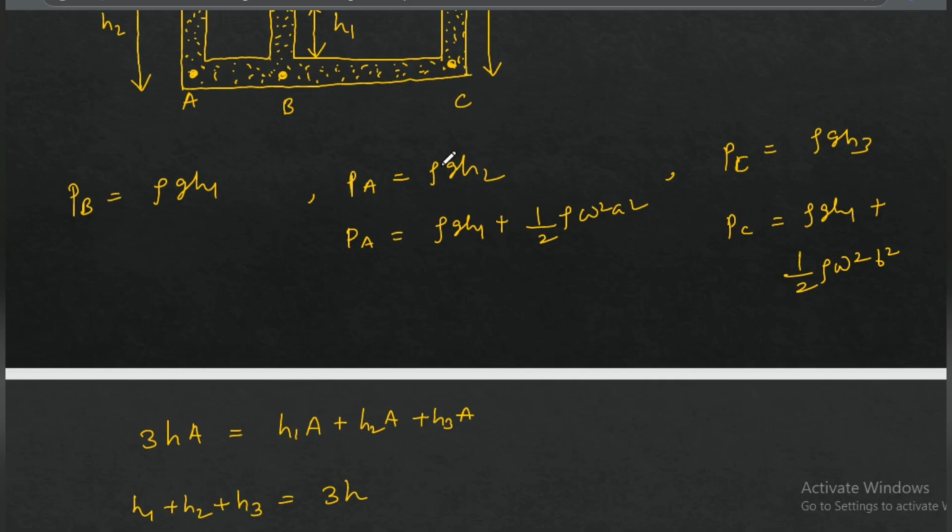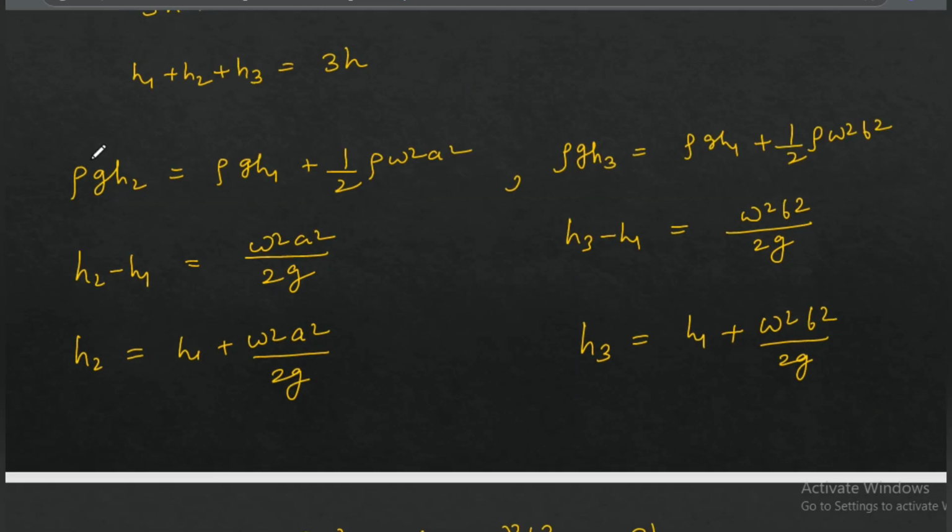Now from here we can equate this, because both of these are PA. So we get rho g H2 equal to rho g H1 plus half rho omega square A square. So H2 minus H1 is omega square A square by 2g. Just rearrange these terms, and we find H2 equals H1 plus omega square A square divided by 2g.